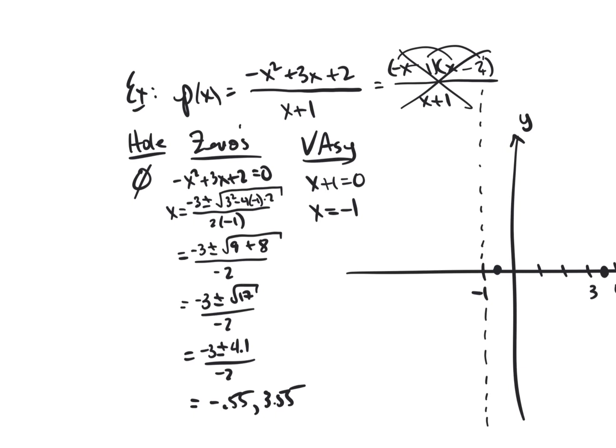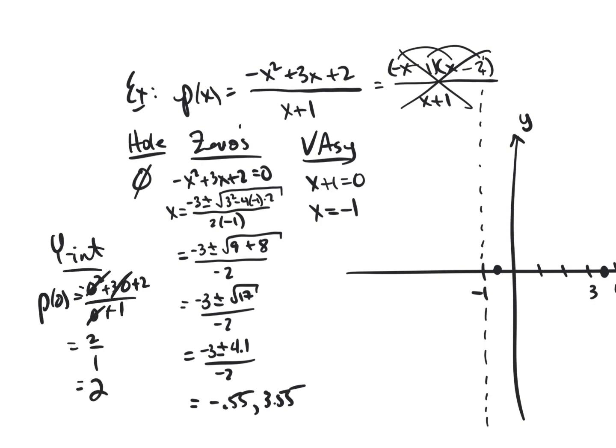Next up, our y-intercept is going to occur at the function evaluated at 0. So everywhere you see an x, put in 0. So negative 0 squared plus 3 times 0 plus 2 over 0 plus 1. So we end up with 2 over 1, which is 2. So it's going to hit the y-axis at 2.